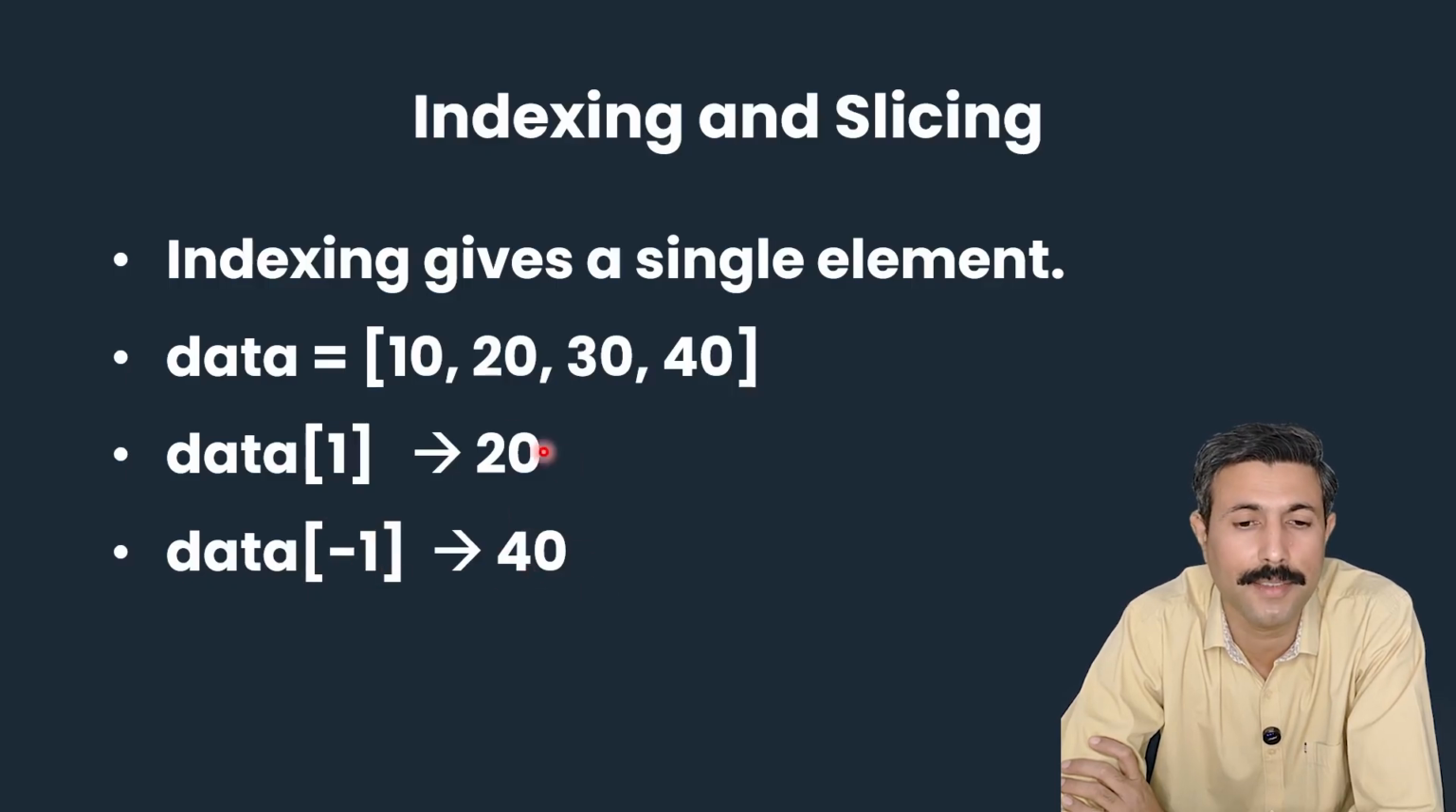Now how do we get 40? This is 0. Positive numbers will be on the right side, negative numbers on the left side. On the left side there is no number, so it starts again from the end. So whenever you write -1, it gives 40. If you write -2, then 30, -3, then 20. So like this, it also understands negative indexing.